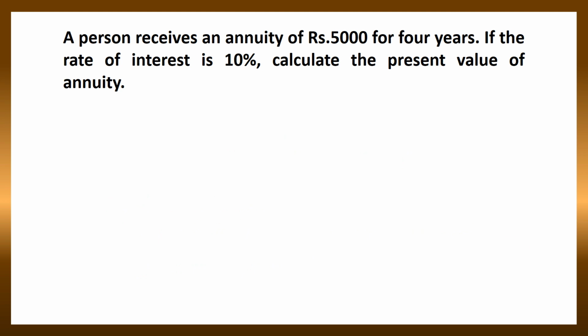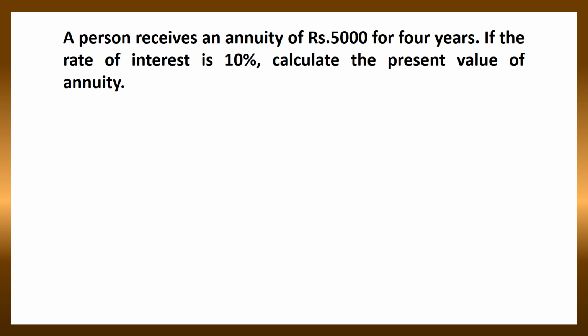Now let us take up a question. A person receives an annuity of rupees 5,000 for 4 years. If the rate of interest is 10%, calculate the present value of annuity. So it is clear from the question that the person is receiving 5,000 continuously for 4 years. In the first year, he is receiving 5,000. Again in the second year, 5,000. Third year, again 5,000. And the fourth year also, he is receiving 5,000.